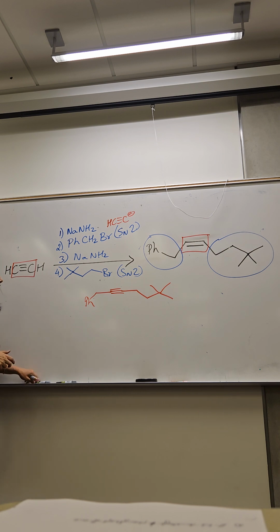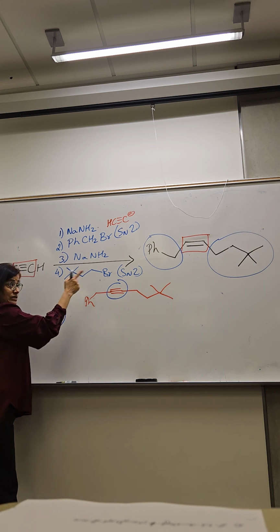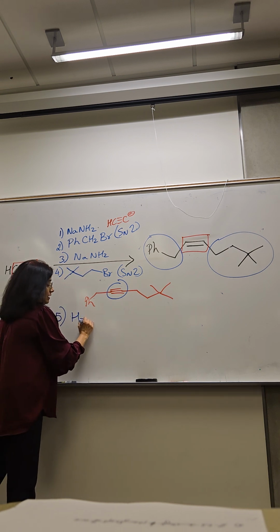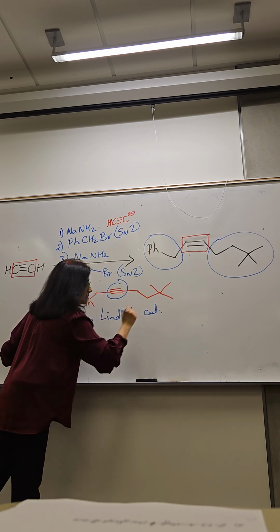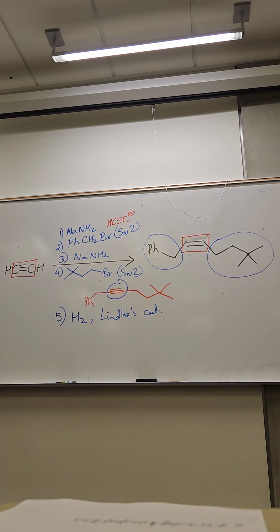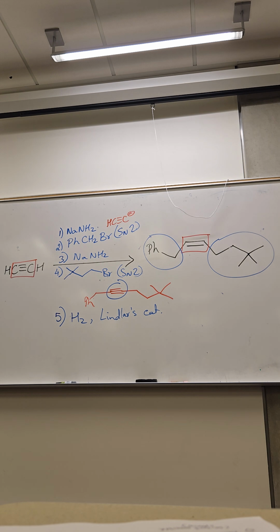So what should we do next? H2 and Lindlar's catalyst? Now we can convert that into a Z alkene because we want Z, yeah, absolutely. Do you guys see that? Again, we are just taking all of the reactions we know step by step to get what we want. Okay, can we do F? We can do E and F actually, we can do both.